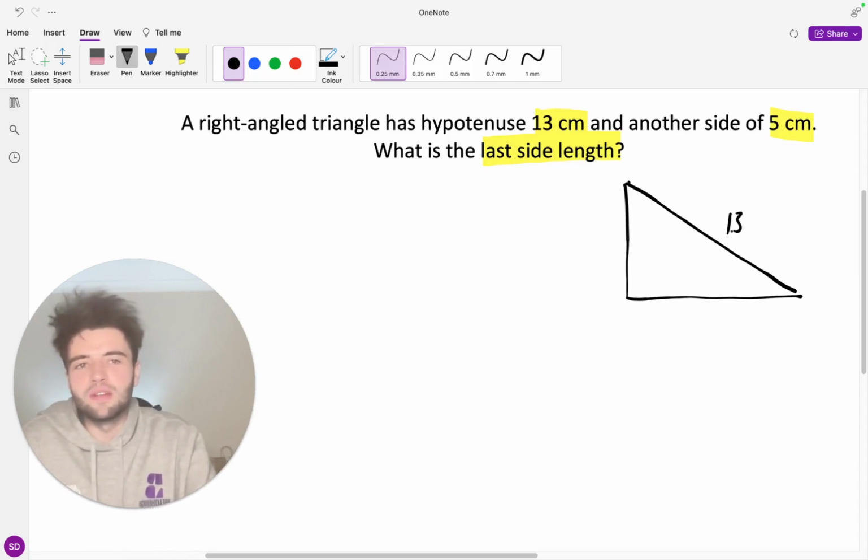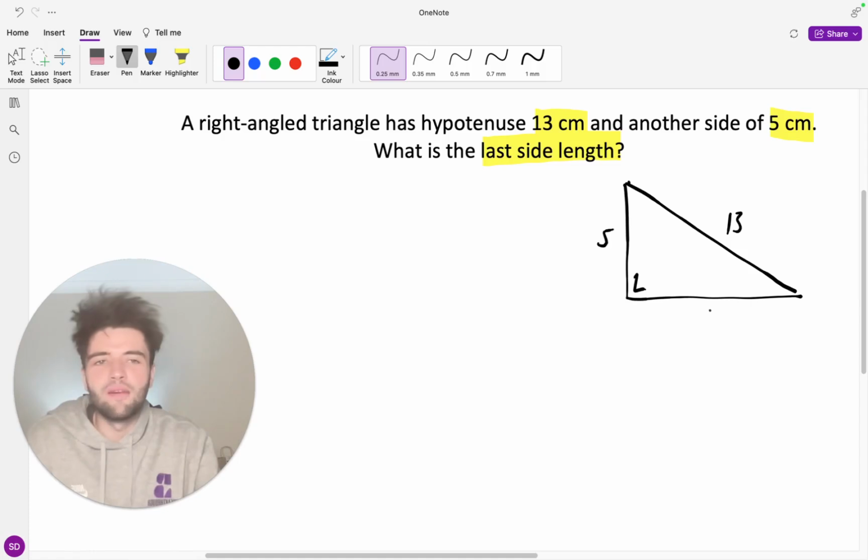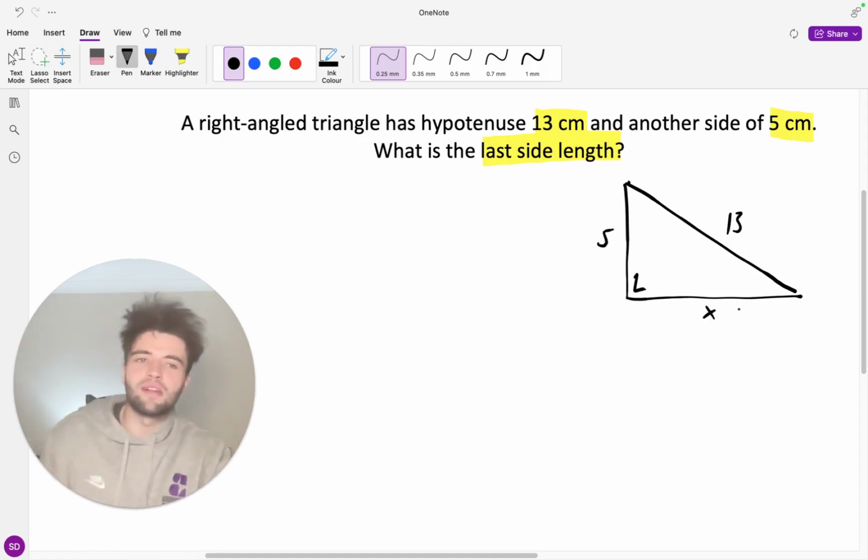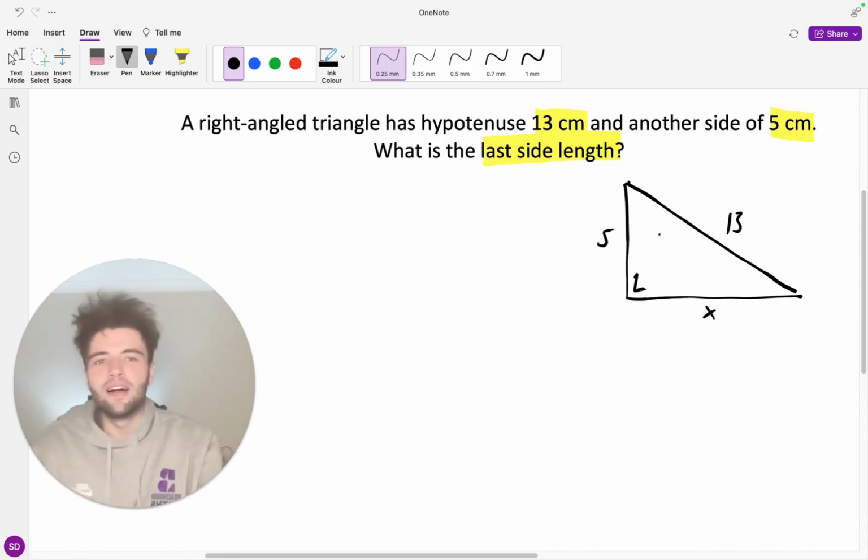We know the hypotenuse is going to be 13 and another side is going to be 5, so I'm just going to make that the side over here on the left, and then make sure we label our right angle as well. And we can call the last unknown side x, because that's usually what we use in maths, just to label an unknown quantity. And so you can see here that we've got two side lengths and we're looking for a third. And this is going to be your key clue basically to use Pythagoras' theorem.